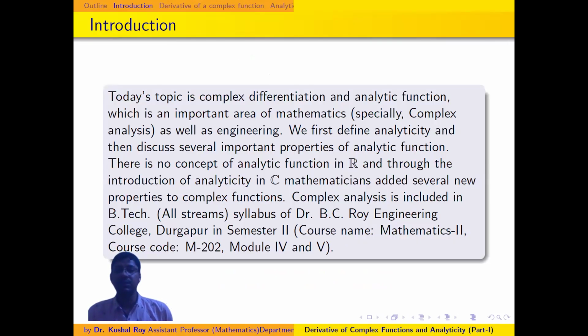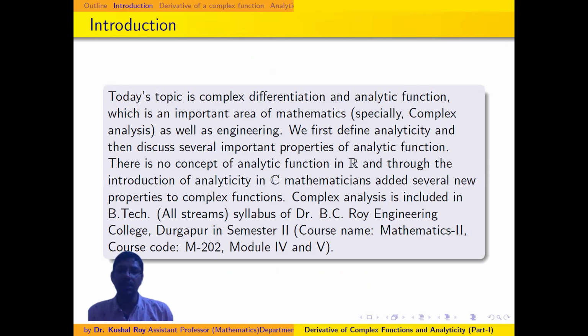Today's topic is complex differentiation and analytic function, which is an important area of mathematics, especially of complex analysis, as well as in engineering. We first determine analyticity and then discuss several important properties of analytic function. There is no concept of analytic function in R, and through the introduction of analyticity in C, mathematicians added several new properties to complex functions.